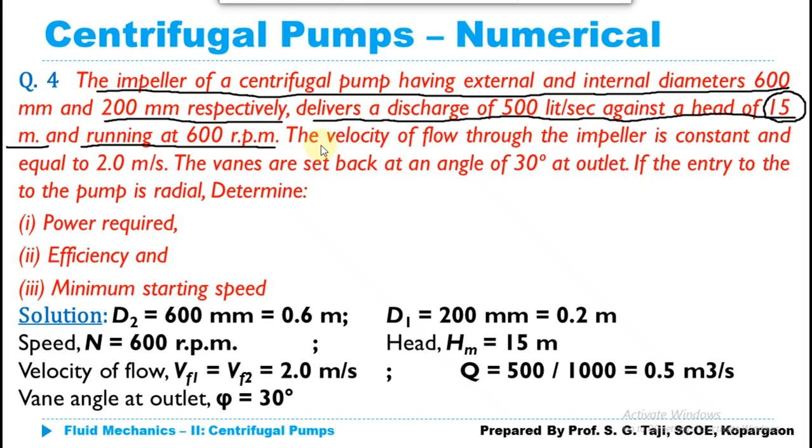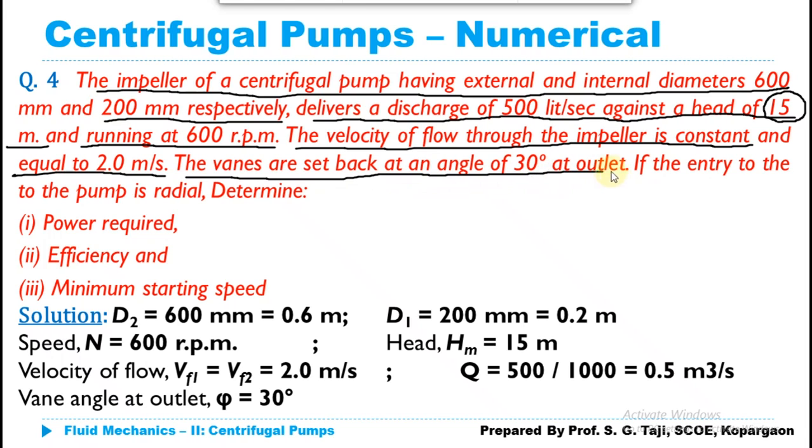So the value of N is given itself. The velocity of flow through the impeller is constant and equal to 2.0 meter per second, that is Vf1 and Vf2, both are given. The vanes are set back at an angle of 30 degree at the outlet. So outlet vane angle is given, that means that phi is given in the numerical.